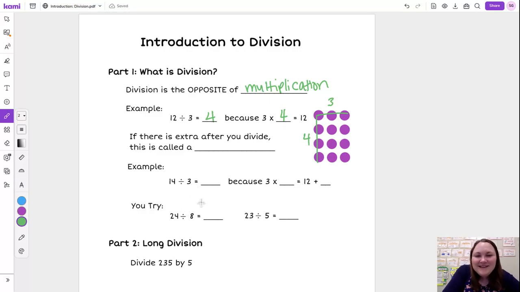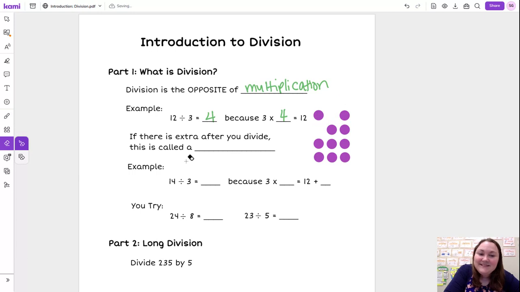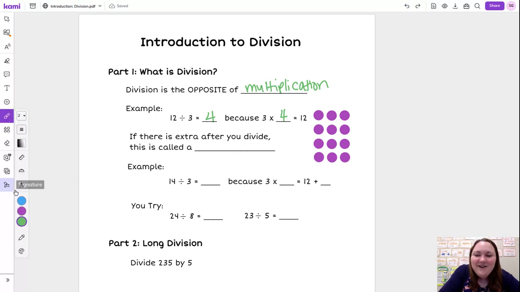So what does that mean? It means in order to be successful for division, you really need to know your multiplication facts. Sometimes when we divide, there's a little extra at the end, and we call that extra a remainder.